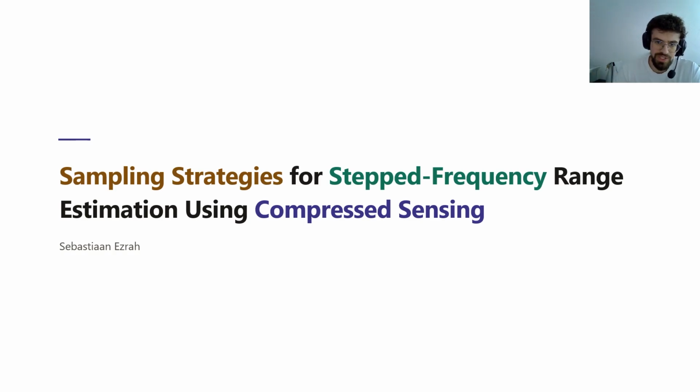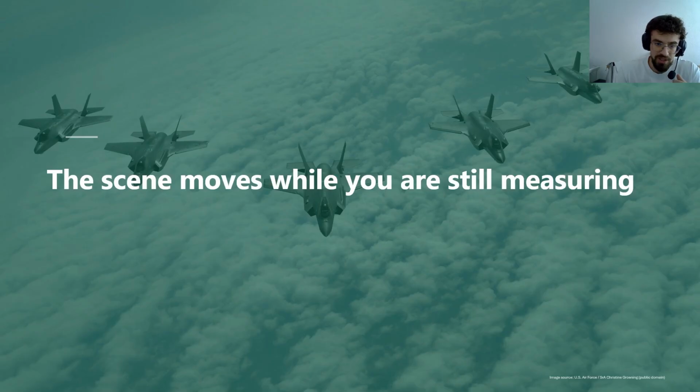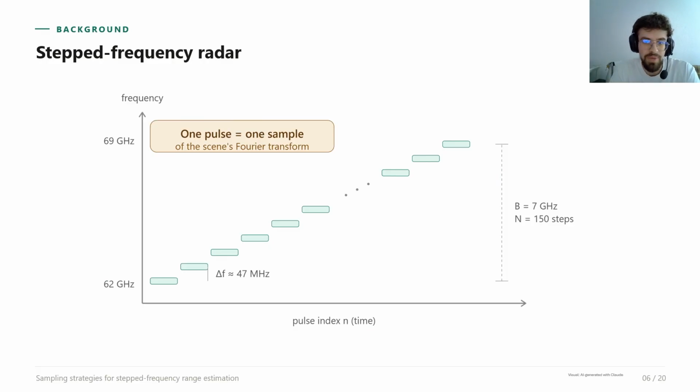Alright, the main question we try to answer with this report is, can we reduce the number of measured frequencies without losing the important range information? This is a highly relevant and very important question because very often the scene is moving while you are still measuring. And this can be a big problem when the measurements take too long. Before you calculate where the object is, it's already moved. Your measurement is no longer relevant. So the measurement should be taken quickly and should be done with a light algorithm and a very smart sampling strategy.